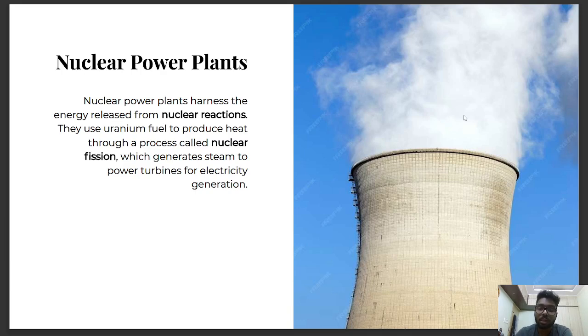So the process, like a big nucleus of uranium, is broken down into two small nucleus. Thereby, when this process happens, when the breaking down of nucleus happens, there is a huge amount of energy that is emitted. So by this amount of energy, a lot of heat is generated. This generated heat is used to heat the water, and the water that is heated is used to move the turbine by steam.